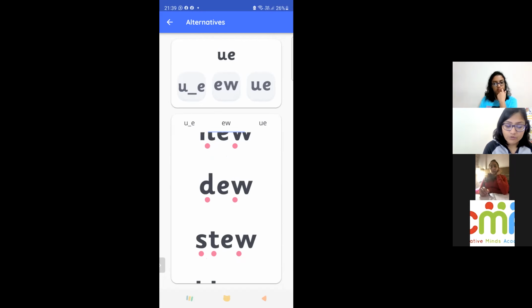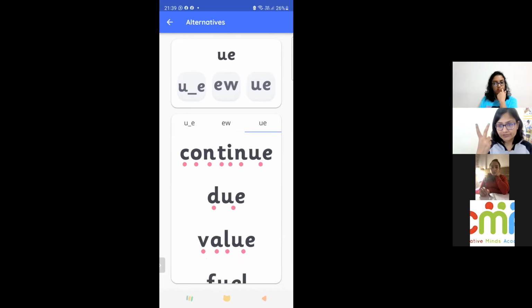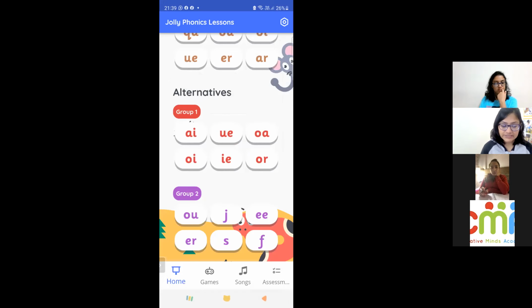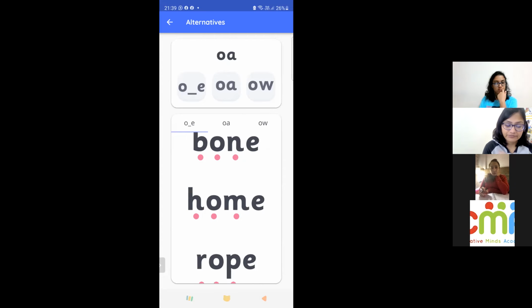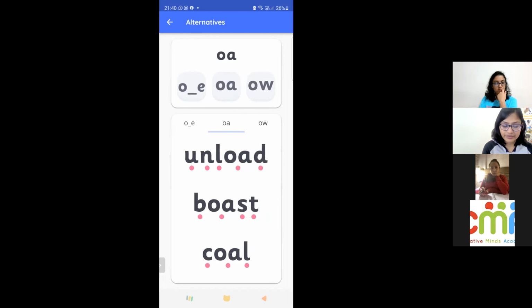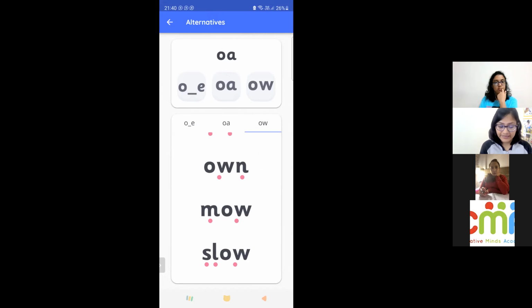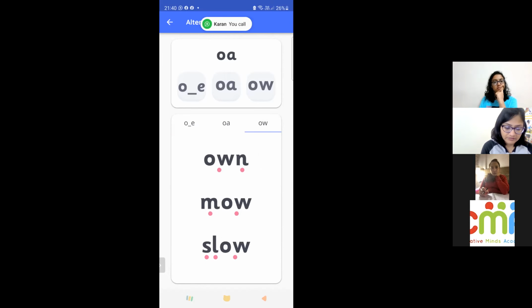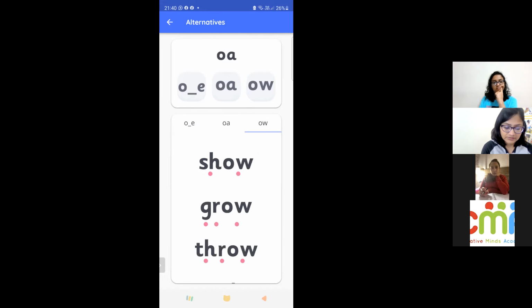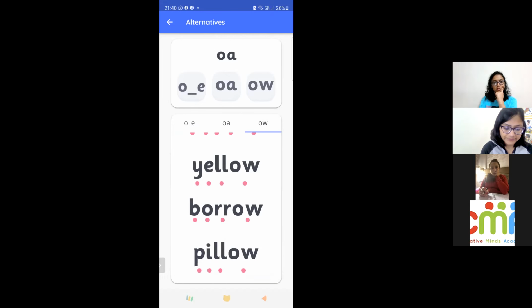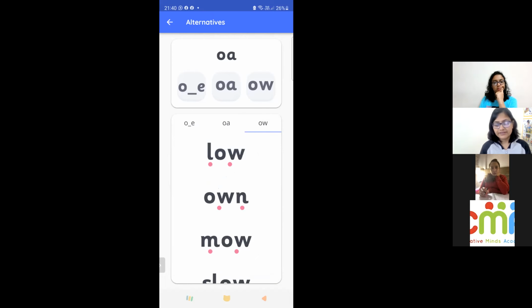And then UE, we have already done that: when two vowels go walking, the first one does the talking. Then we have the O alternative. So again, magic E, and when two vowels go walking, the first one does the talking. And again, as I said, towards the end, mostly you'll find W. I have also read, before N, like in own, and we will learn more. Before N, L, you will find W.